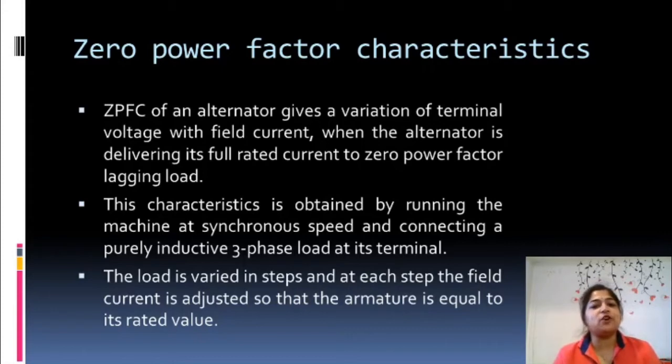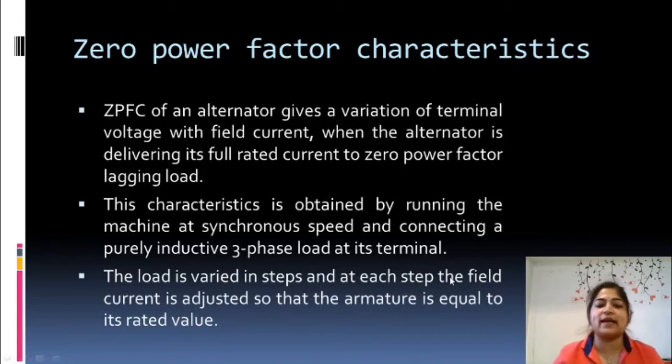Basically, the ZPFC of an alternator gives the variation of terminal voltage with field current, exactly like OCC and SCC. But the condition is that the alternator is delivering its full rated current to a zero power factor lagging load. Zero power factor lagging load means pure inductive load. This characteristic is obtained by running the machine at synchronous speed and connecting a pure inductive load across its terminal. Previously, in the open circuit and short circuit tests, we varied the field current, and accordingly got a change in voltage or armature current, which we noted down and plotted.